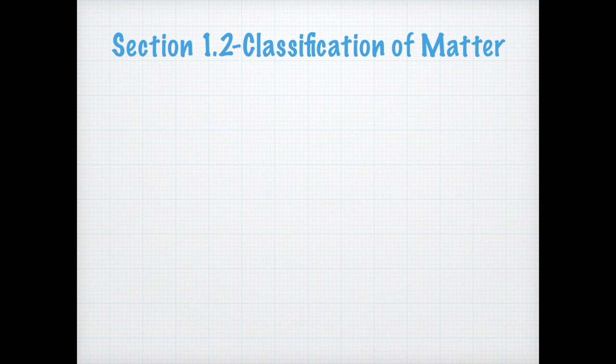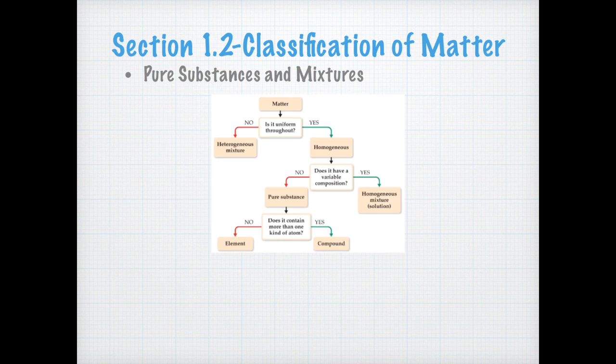So the first thing that we need to talk about and review is the classification of matter. Now, just as a review, matter is anything that takes up space and has mass. And so there are pure substances within which you have elements and compounds, and then there are mixtures which can either be heterogeneous or homogeneous. And so this flowchart actually helps us a lot in deciding what type of matter we have.